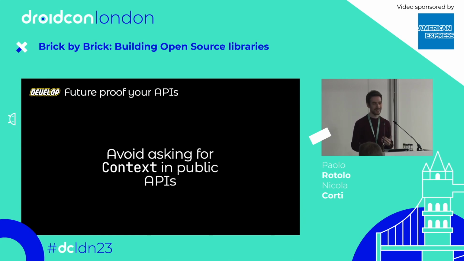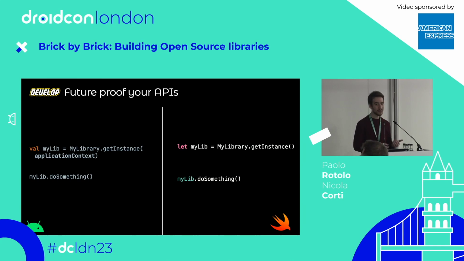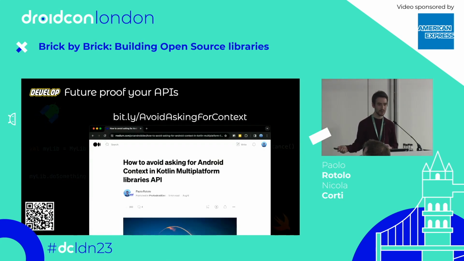I know that for some libraries it is impossible to do that, but for example, asking for context in your public API can be avoided. There is a nice library called Jetpack App Startup that you can use, for example, to inject your context in your API. So injecting that context avoids you having to ask for it from the outside. Again, if you want to learn more about this, there is an article that I wrote on Medium that you can check out.